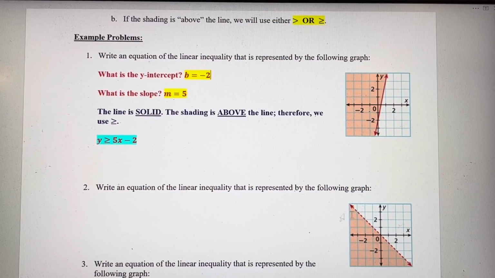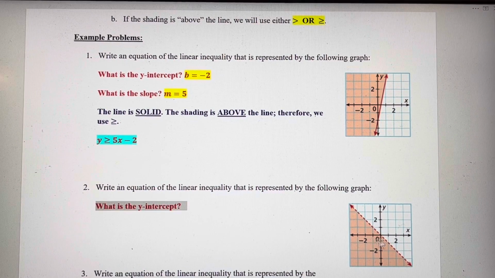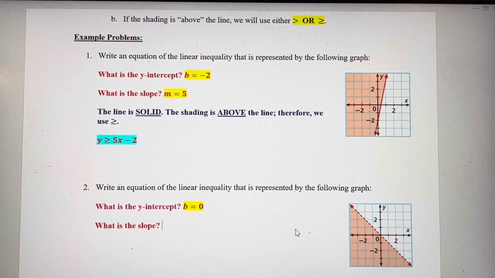Okay, for number 2, notice here we've got a dashed line. The shading's going to be below. We'll talk about that a little bit more later, but remember, the first thing we want to do is pick our y-intercept out. So here the y-intercept is at the origin, so b is going to be 0, okay? Slope is negative, okay, because it goes down and to the right, but from this y-intercept we go down 1 and right 1, so the slope is going to be -1, okay? So that would give me an equation of y equals -1x.